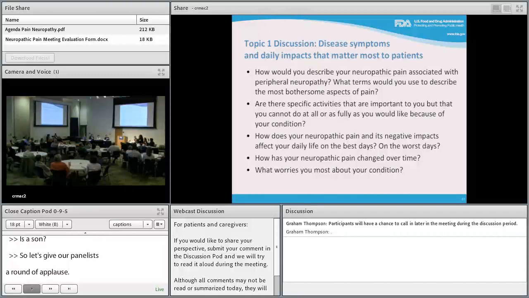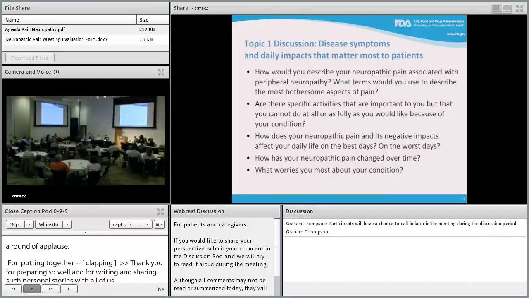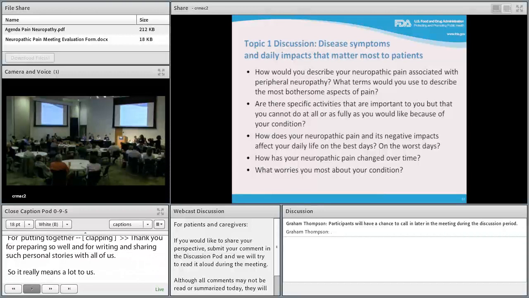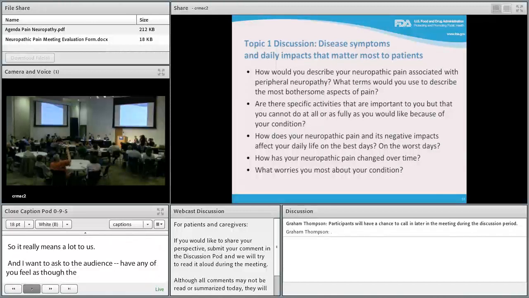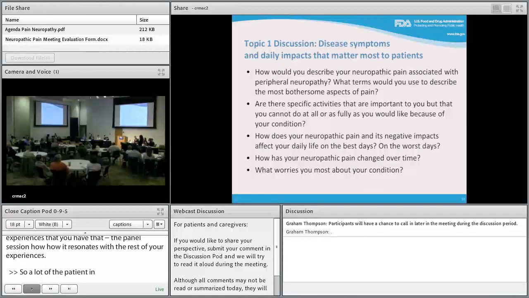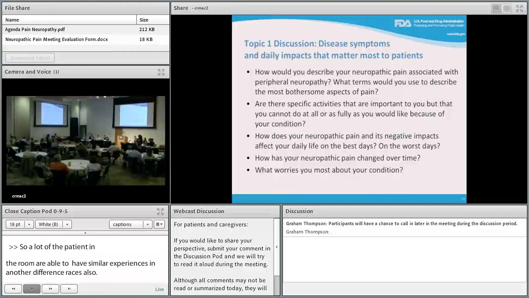And I want to ask the audience, how many of you feel as though the experiences that you've had, what the panelists have said, resonates with your own experiences? Yeah, so a lot of the patients in the room are able to have similar experiences, and I know there's different experiences too. I did take a few notes as the panelists were talking, and so I just want to do a really quick show of hands.